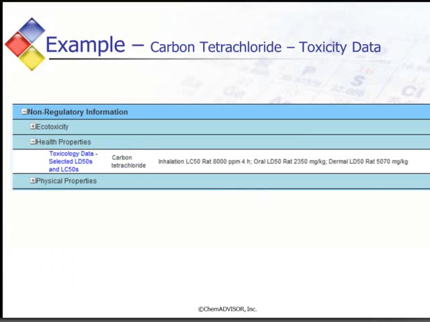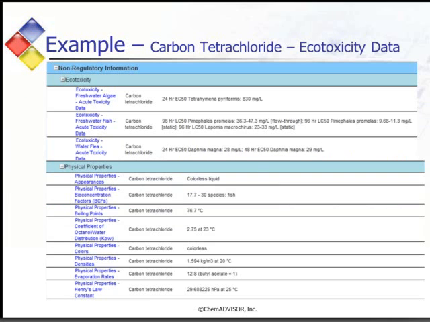Toxicity data: we have an inhalation LC50 of 8,000 ppm. That's a 4-hour value. The oral LD50 is 2350 milligrams per kilogram, and the dermal LD50 is 5,070 milligrams per kilogram. The optional ecotoxicity endpoints are listed here, and again, the physical property data would help us to support a modeling effort or applying the criteria outlined in the Purple Book.